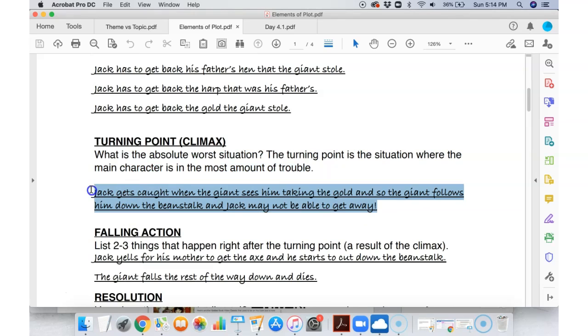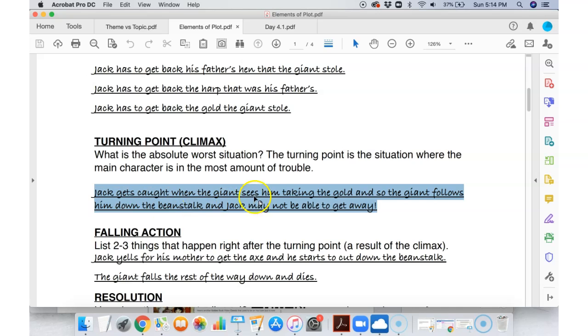So I put, well, Jack gets caught when the giant sees him taking the gold. So the giant follows him down the beanstalk and Jack may or may not be able to get away. Now, we know he's going to get away. It's just a matter of, okay, but how? He seems like he's really trapped, okay?